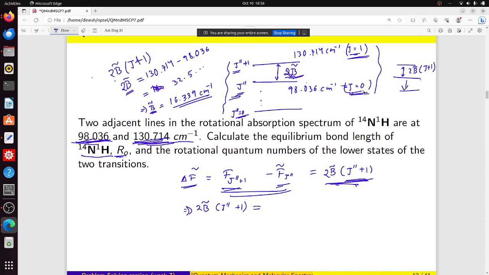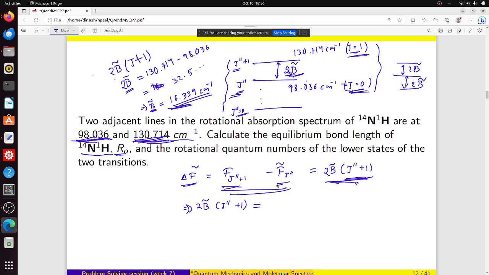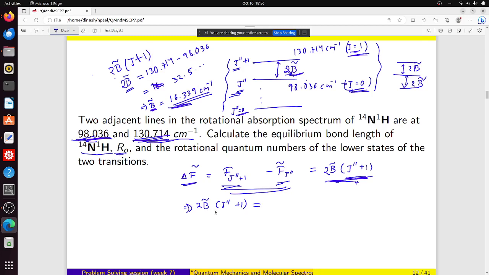So if we assume this J to be 0 initially in this J frame, then it will simplify to simply 2 b tilde. Then we can easily calculate b tilde, right? Now we got b tilde to be this much. Now we can put this value here, means now we know this is the energy of this state.